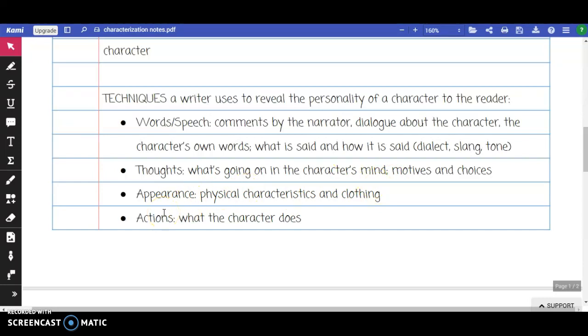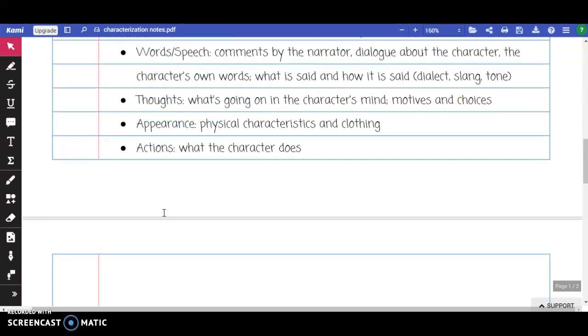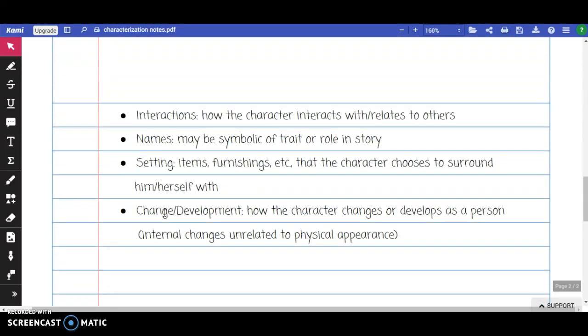Actions can be used to show characterization. These are the things that the character does. Interactions can be used to characterize. These are how the character interacts with or relates to others.